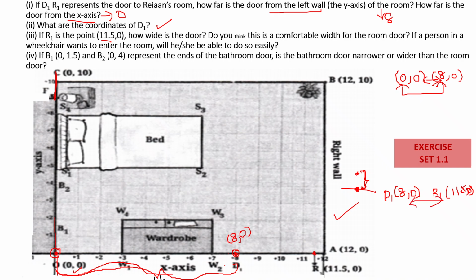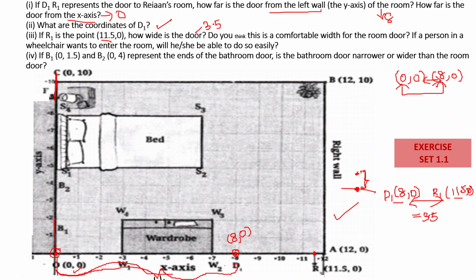Since it's a horizontal distance, take the x value and subtract it. So what is the difference between 11.5 and 8? It's nothing but 3.5. So how wide is the door? It is 3.5. And do you think this is comfortable for the room door? Yeah, of course, right? Mostly 3 feet, 4 feet only the doors will be. So it's fine. If a person in a wheelchair wants to enter the room, will he or she be able to do so easily? Yeah, of course, right? It's a comfortable place only.